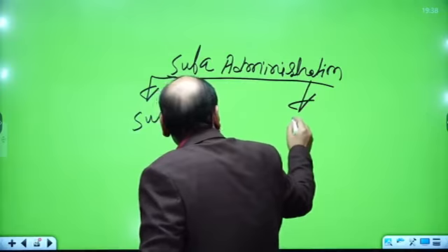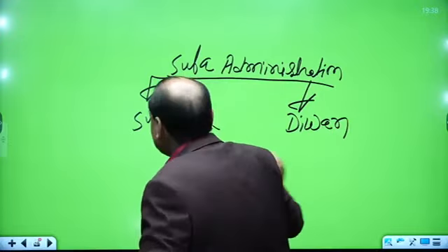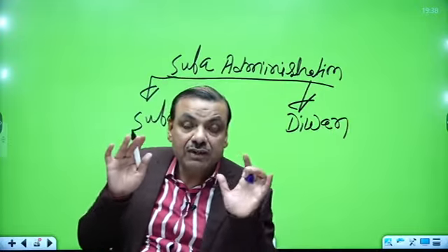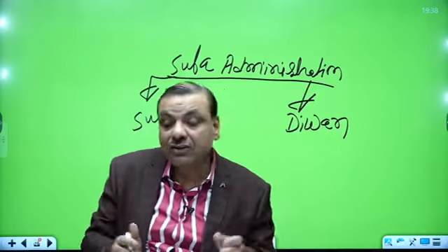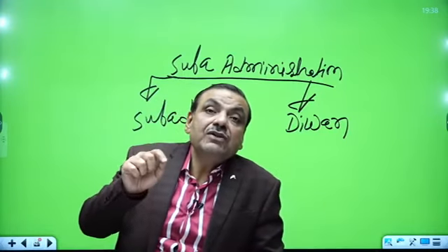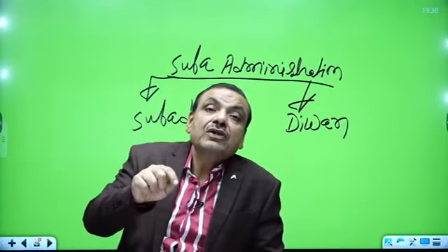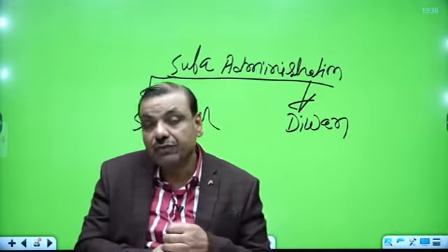Second one was provincial Diwan. So both were at equivalent status. Subadar was for general administration and Diwan was for collection of revenue as well as presiding over the civil justice. So this was the duty of Diwan.